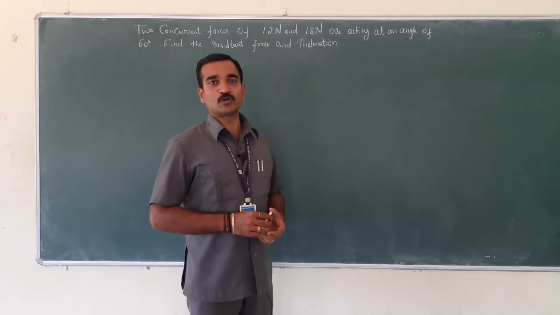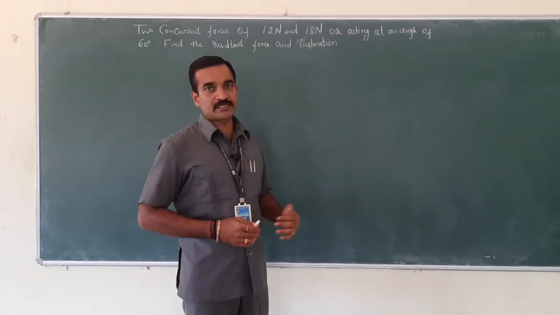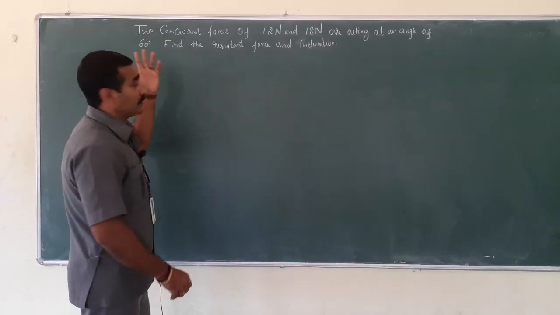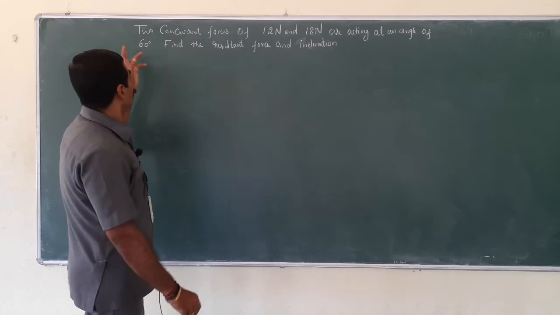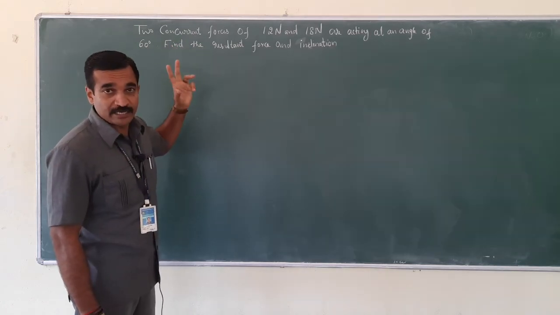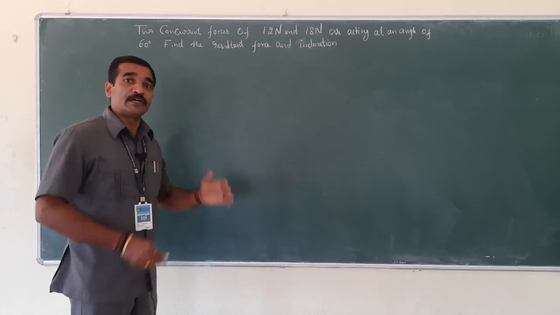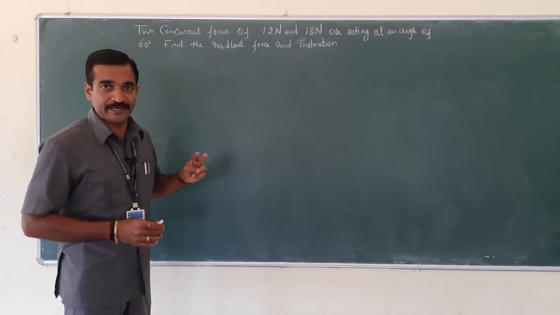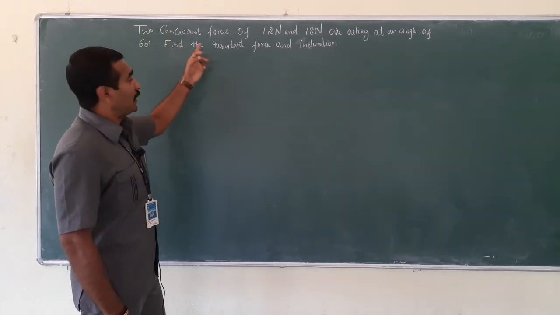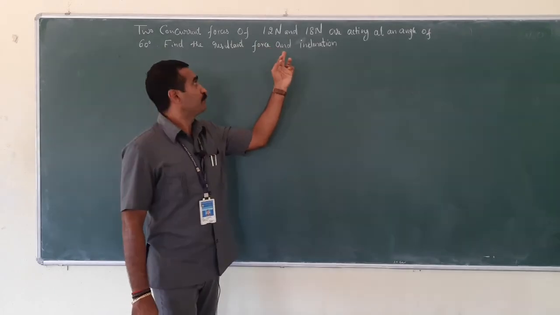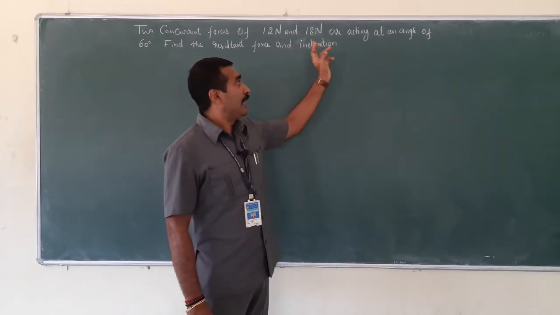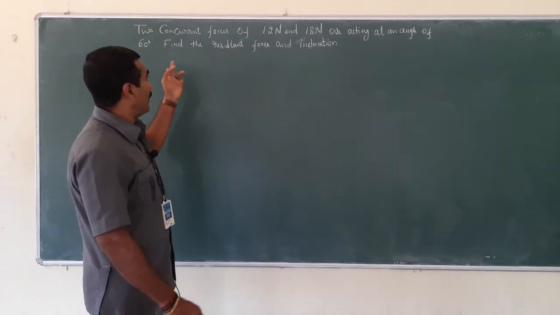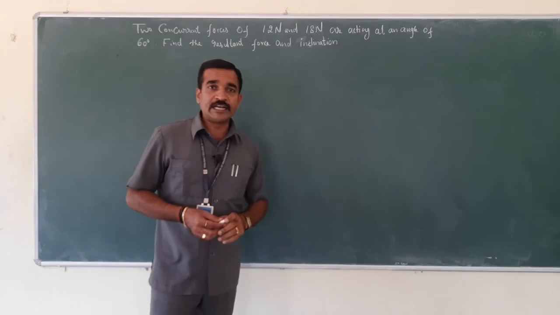So let me read out the question before we proceed, in order to extract as much information as given in this question. Two concurrent forces. It is assured that two forces are there. So by using the parallelogram law of forces, we need to have two forces, right? So here, two forces of 12 Newton and 18 Newton are acting at an angle of 60 degree. Find the resultant force and inclination.